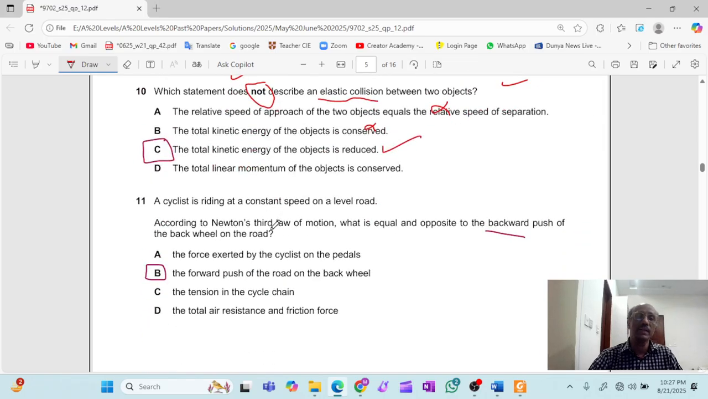Question number 11. That question is related to action and reaction. So the action is in the backward direction. Certainly the reaction will be in the forward direction. So that was a straightforward and simple question.